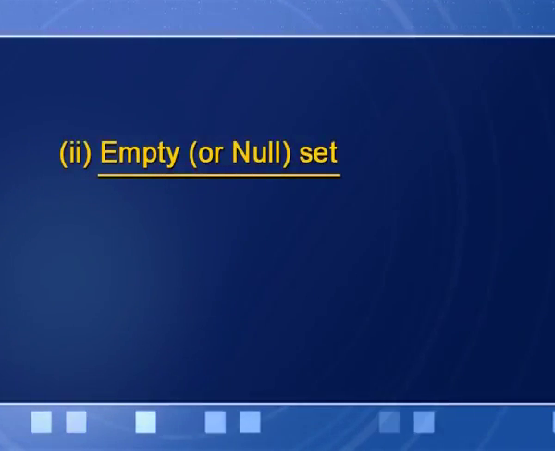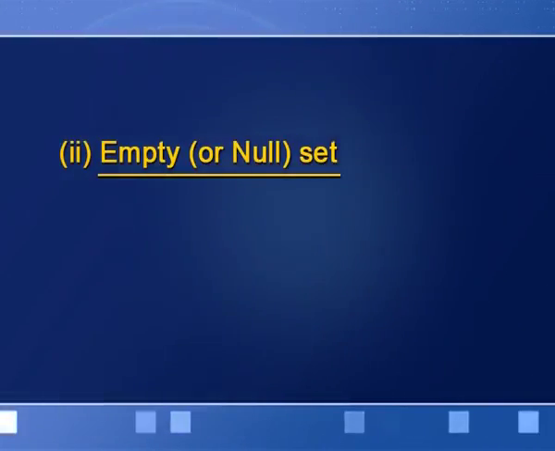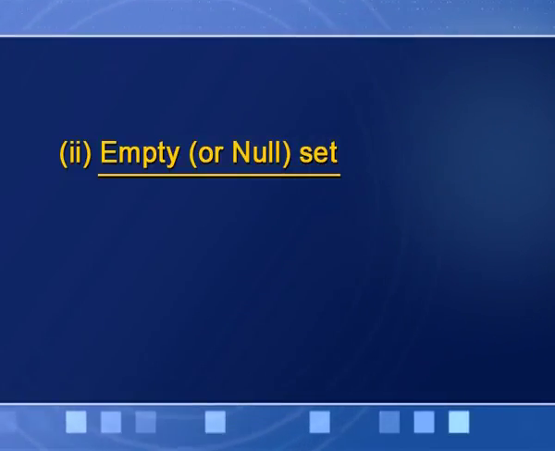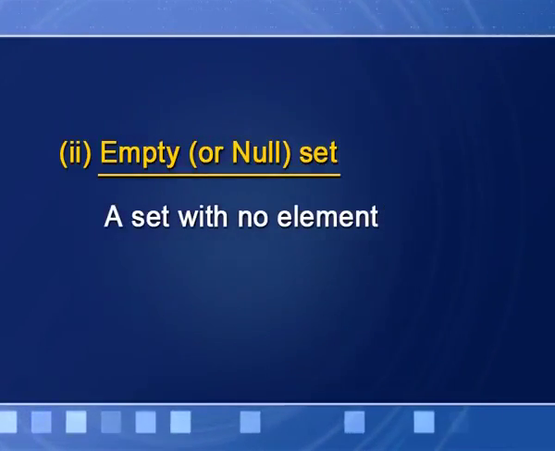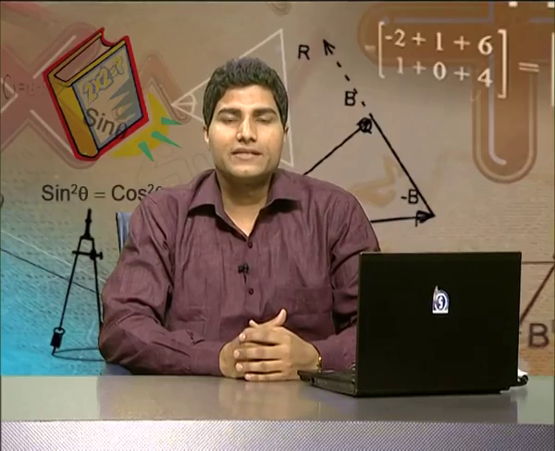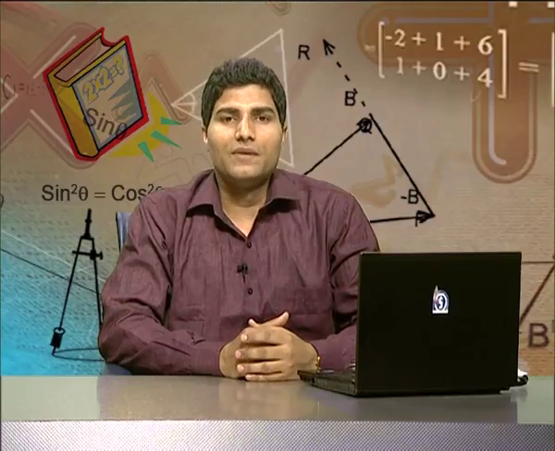The second category of sets that we are having is empty set or null set. This category is also known as void set. A set with no element. As its name suggests, empty set means a set with no element. So in this type of set, we will be having only the curly brackets, which will include no element.